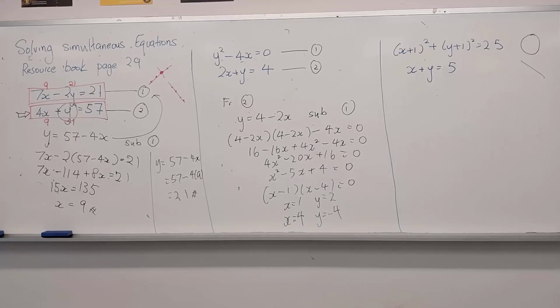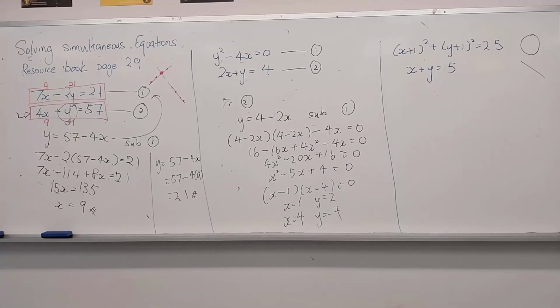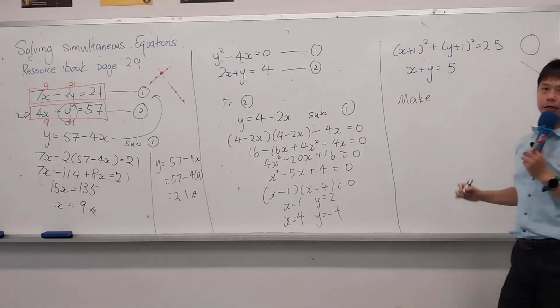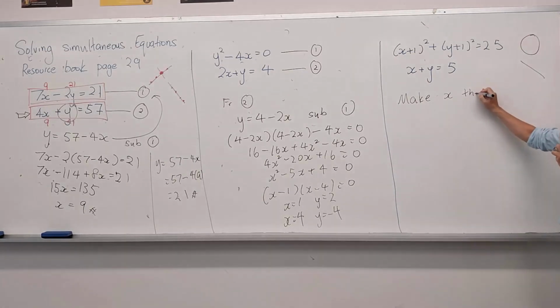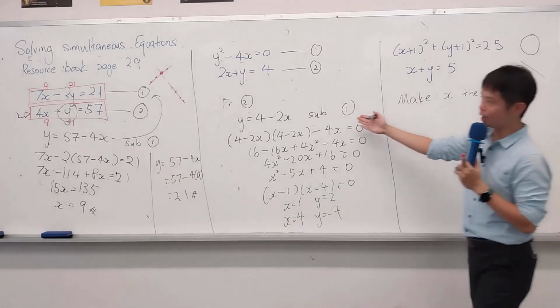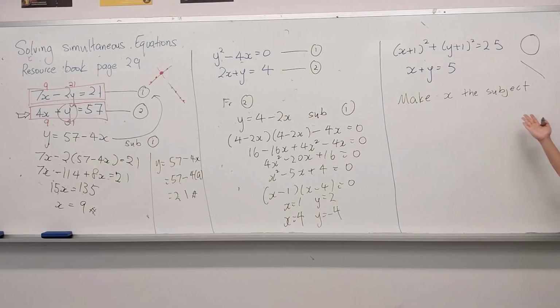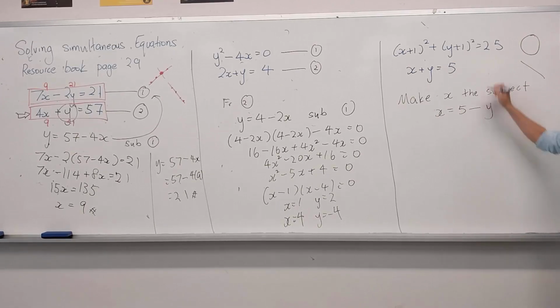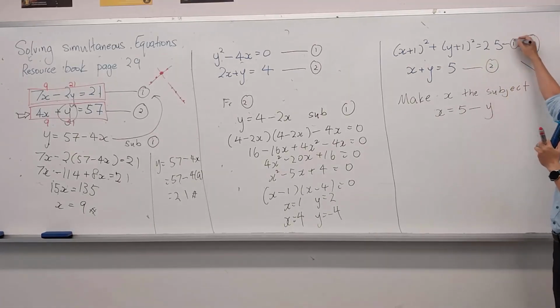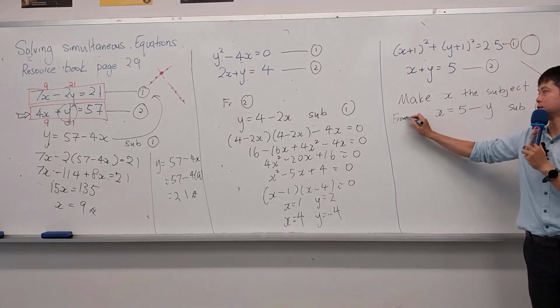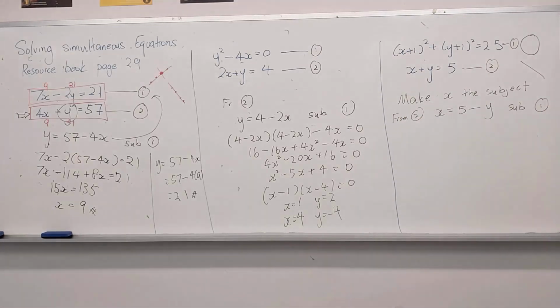Make x the subject or make y the subject, so I will make x the subject. You can make y the subject as well. Since we keep making y the subject, let's make x the subject for once. So x equals to 5 minus y. From equation 2, I make it the subject, and I sub it into equation 1.